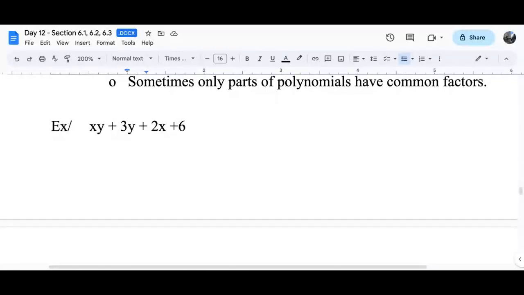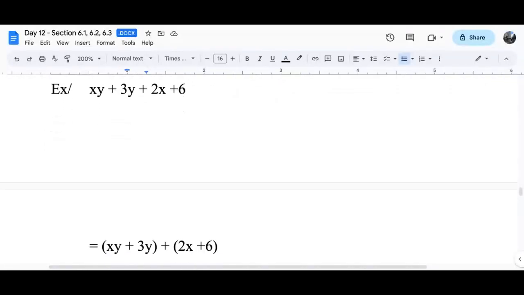Sometimes only part of the polynomial has a common factor. Let's see this example.